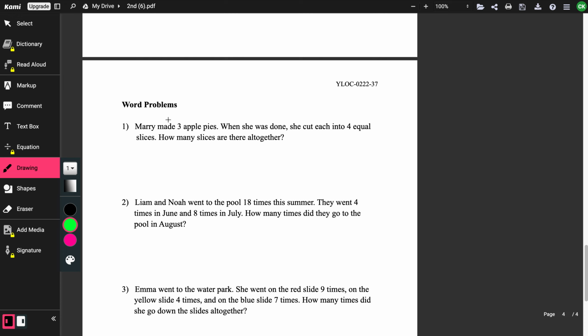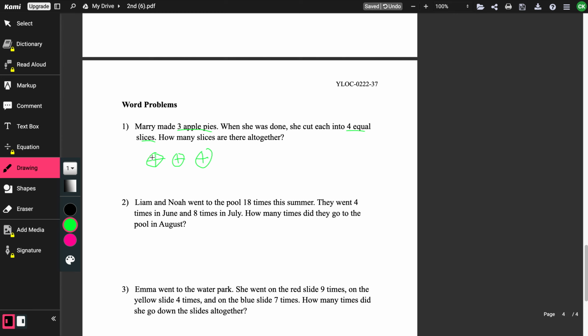So this one, number 1 says Mary had 3 apple pies. When she was done, she cut them into 4 equal slices. How many slices are there altogether? Okay, so let's start off with this one. We know that Mary had 3 apple pies, so I'm just going to draw these out. And then she cut them into 4 equal slices. And it asks how many slices there are altogether.